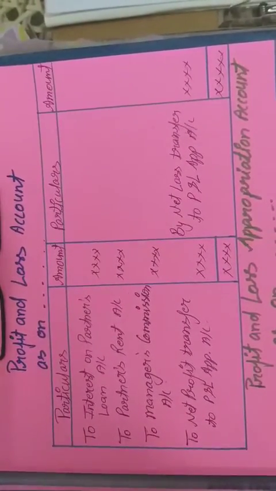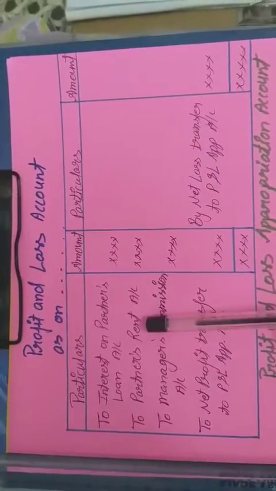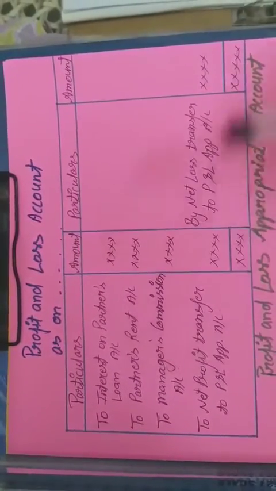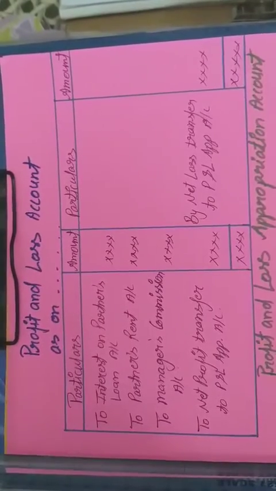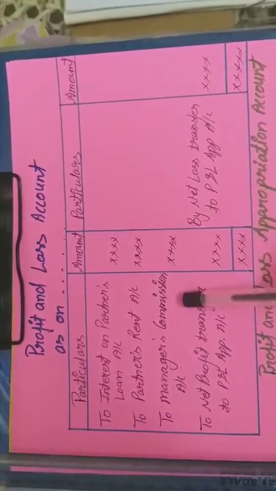Sometimes one of the partners gives his property to the firm to use. For that property, the partner can ask for rent from the partnership firm. So this rent will be counted as external. Next one is manager's commission. A manager is already an employee, and whatever amount is paid to employees is external. So these three terms we have to think about.